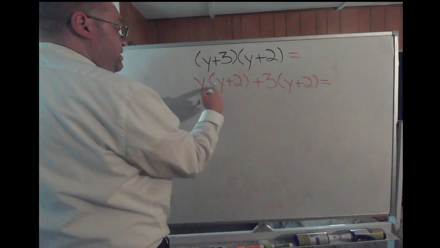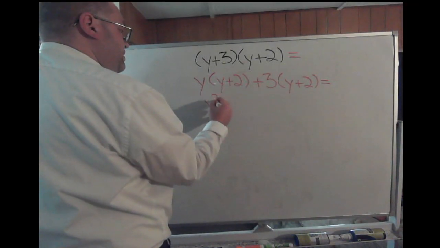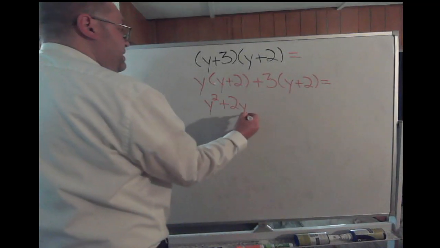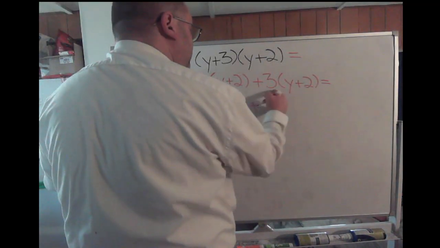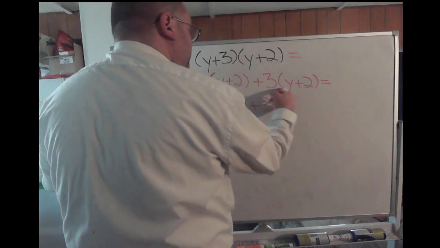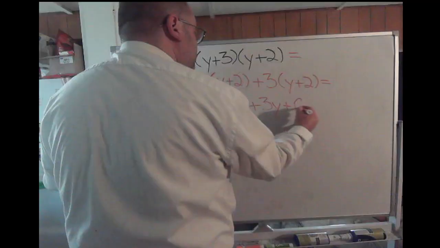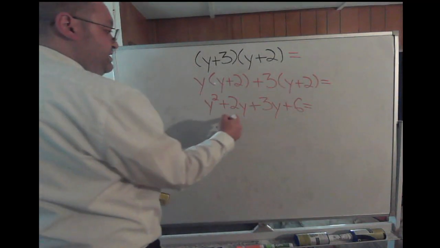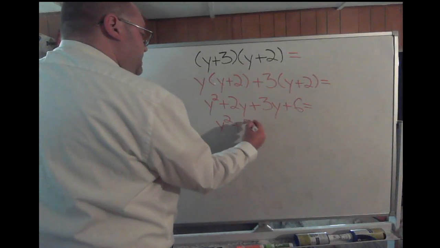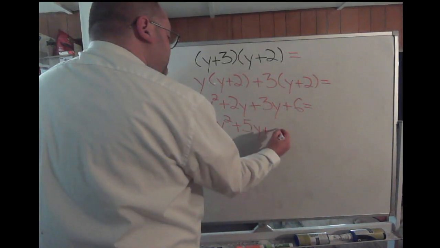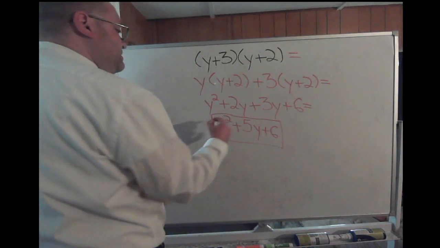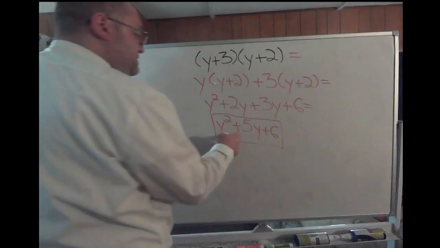So the first term, you have y times y, that'd be y squared, plus you have 2 times y, so you'd have plus 2y, plus you have that 3 times y, so that'd be plus 3y, then you have plus 3 times 2, which would be plus 6. Go through and simplify this, add the 2y and 3y, you'll get y squared plus 5y plus 6. So the answer you should get is y squared plus 5y plus 6.